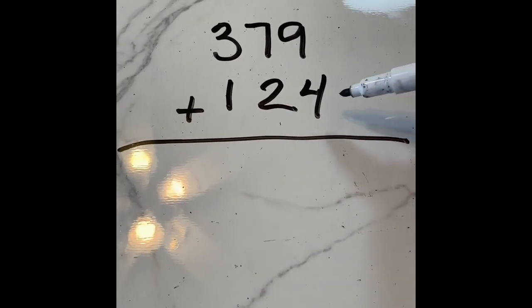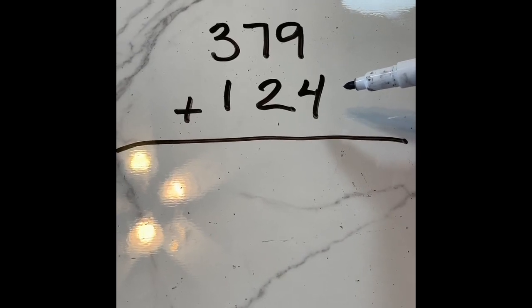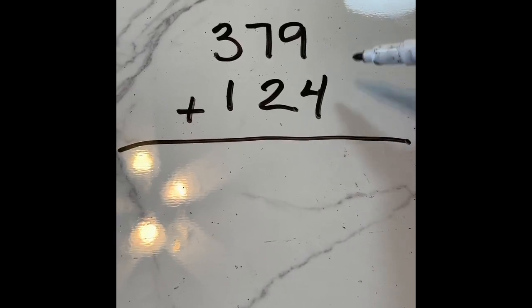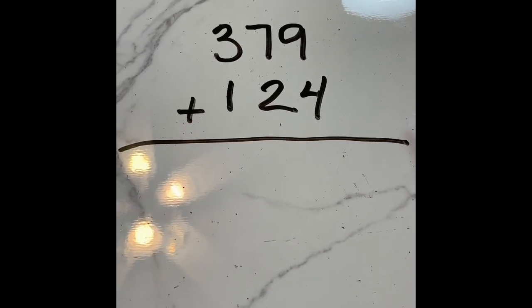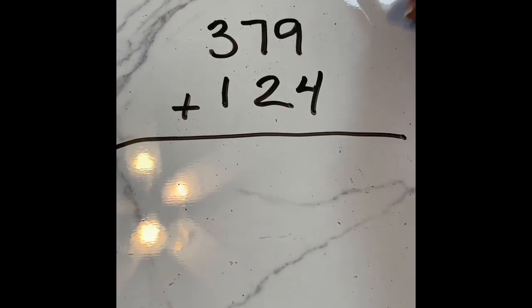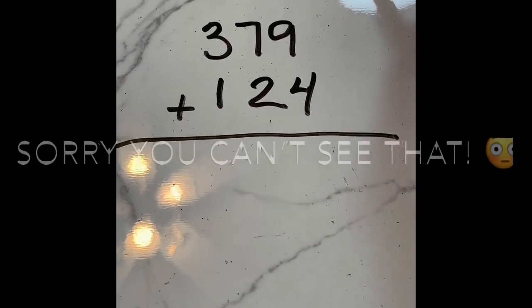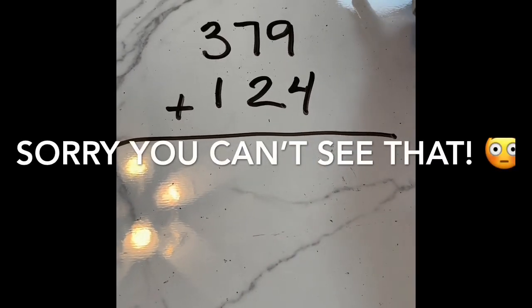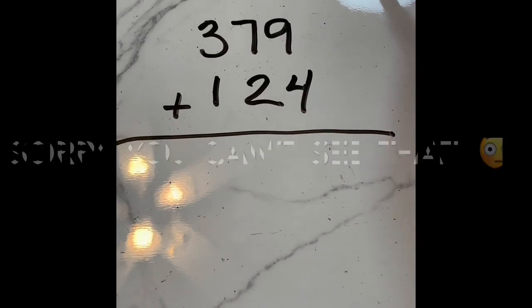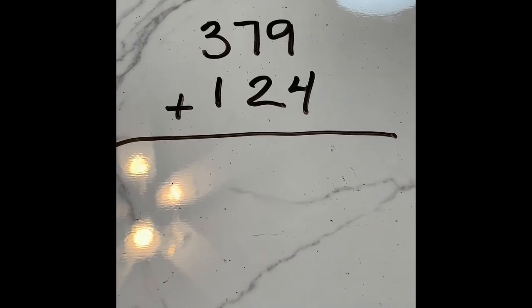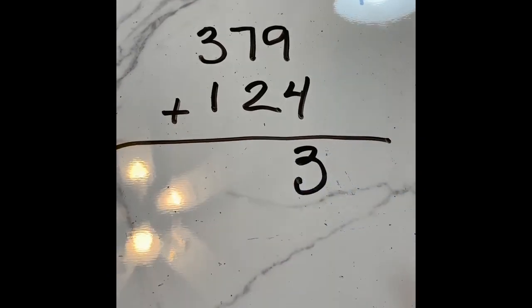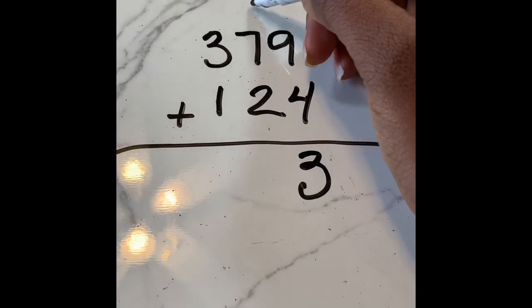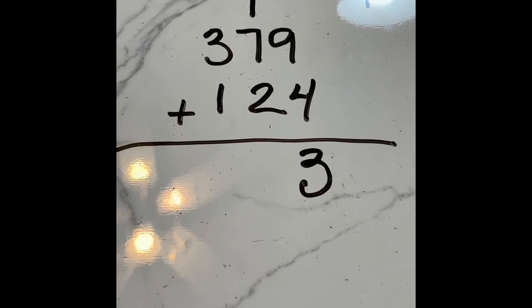9 plus 4 is 13. Can we put the whole 13? No, we can only put the number from the ones place. If you take a look at the number 13, I'll write it up here. We know that the 1 is in the tens place, the 3 is in the ones place. So the ones place number is going to go down, and the tens place number, the 1, is going to regroup to the tens place.